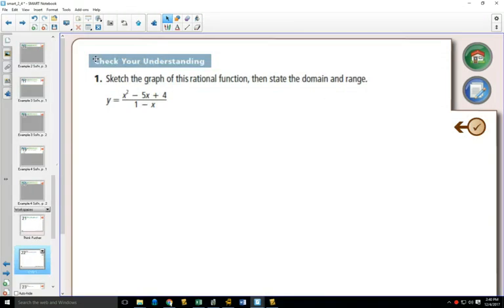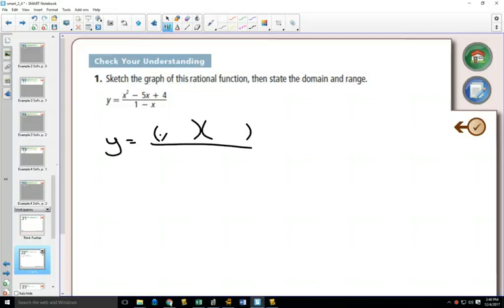Step 0, before you even start, is you will always factor things completely. So on the top here, this factors nicely to be x minus 1, x minus 4. And the bottom says 1 minus x, you've seen this a fair bit already. There's an x minus 1 on the top and a 1 minus x on the bottom.